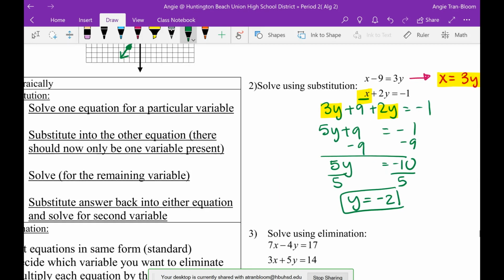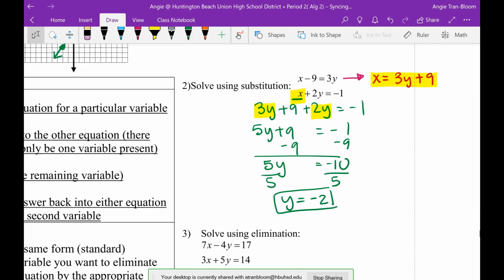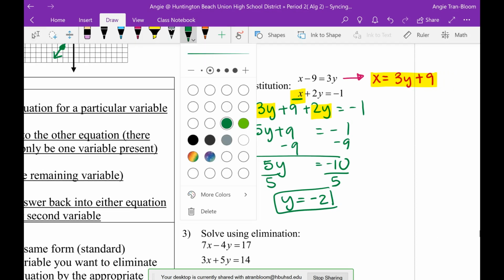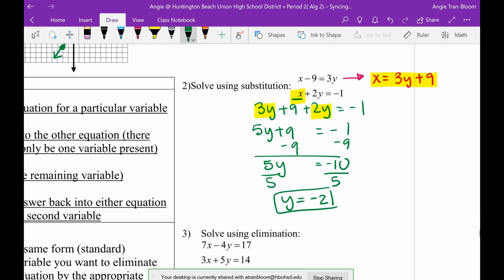Then the last step said substitute that answer back into either equation you want. Which one's easier that we should substitute that back into? That first one that we solved, couldn't we? Wouldn't that be easier to put it back in there? Because that one's already saying x equals. All right, you plug it back in there. You let me know what you come up with for x.